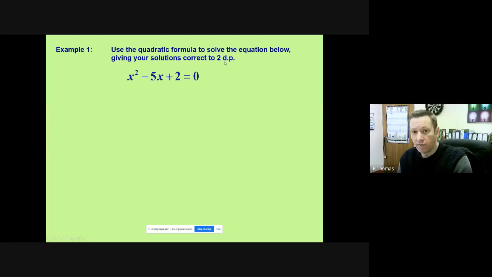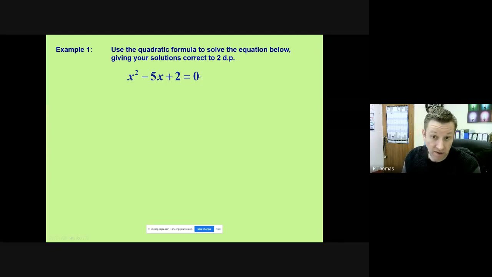And if it says correct to 2 decimal places, that tells us it's not going to factorize. There's no whole number solutions. I have to use the formula. Okay, sometimes they won't tell you to use the formula. But if it's on the calculator paper and they tell you the answer's a decimal, you know it's the formula.